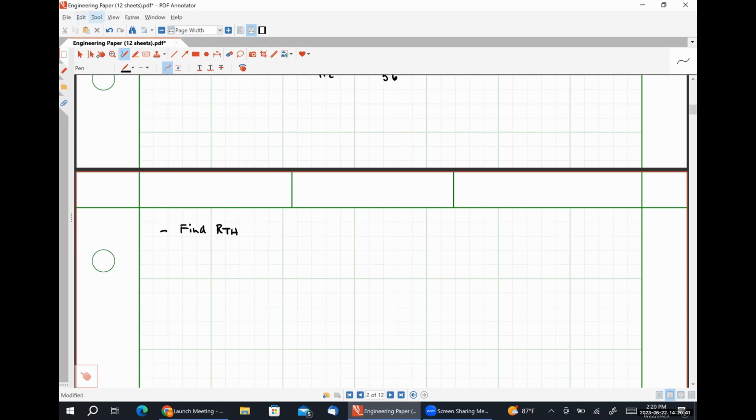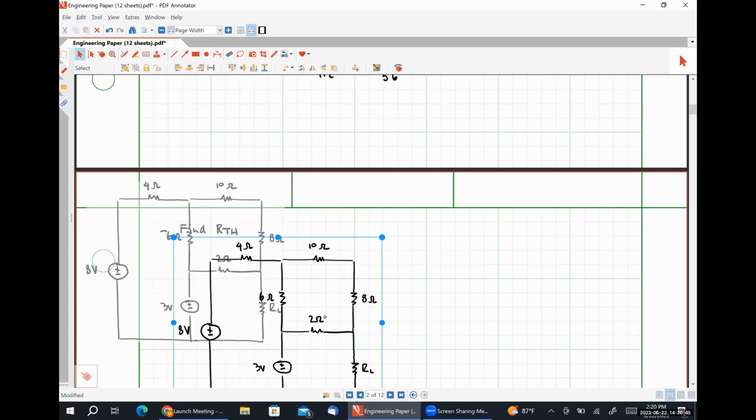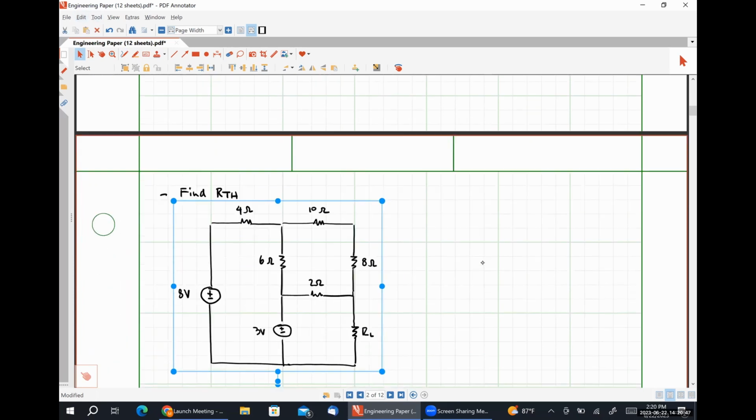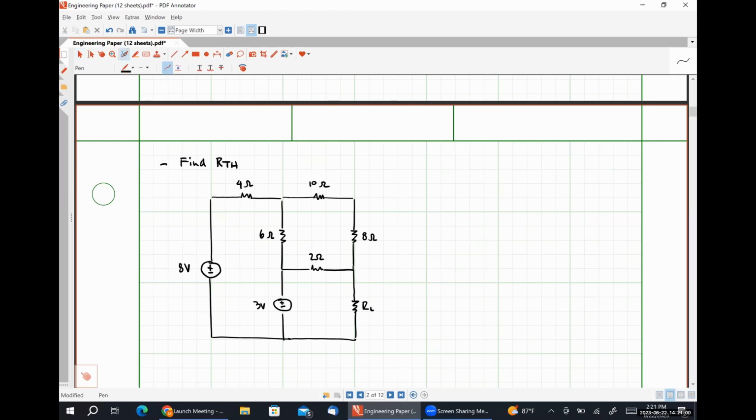So let me put that circuit here where we can see it. Scooch this down a little bit. All right, so we're finding the Thevenin equivalent resistance with respect to that load resistor RL as well. So once again, we are going to remove this load resistor. These are our open circuit terminals that we're going to be looking into.